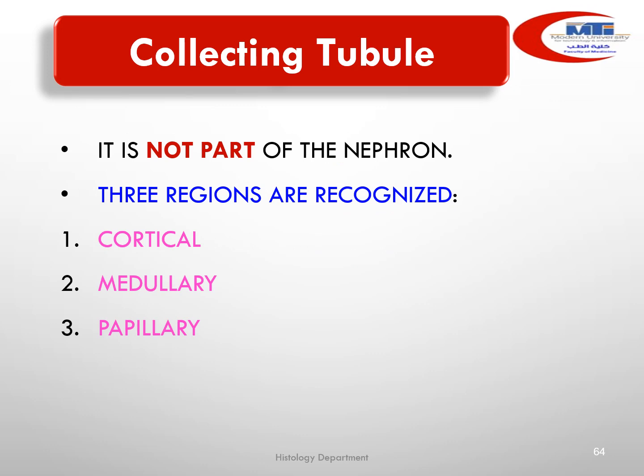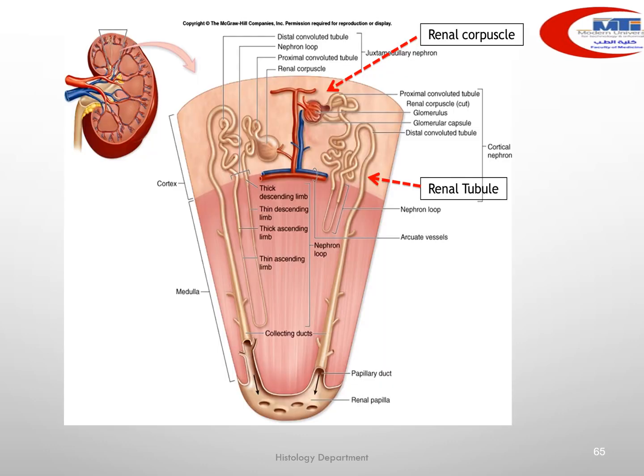The collecting tubule is not a part of the nephron. There are three regions of the collecting tubule: cortical, medullary, and papillary. The papillary is the final stage, which opens into the renal papilla. So here, this is the cortical part. This is the medullary part of the collecting tubule. This is the papillary duct that would open into the papilla.